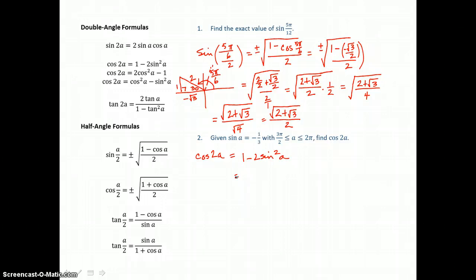And that way, since the sine of a is already given, I can substitute in negative 1/3, and that'll be squared. So I've got 1 minus 2, and negative 1/3 squared is 1/9. So I've got negative 2/9 as my second term here when I multiply. So I'm going to write 1 as 9/9 so that I can subtract 2/9 from it and get a final answer of 7/9. This is the value of cosine of 2a.